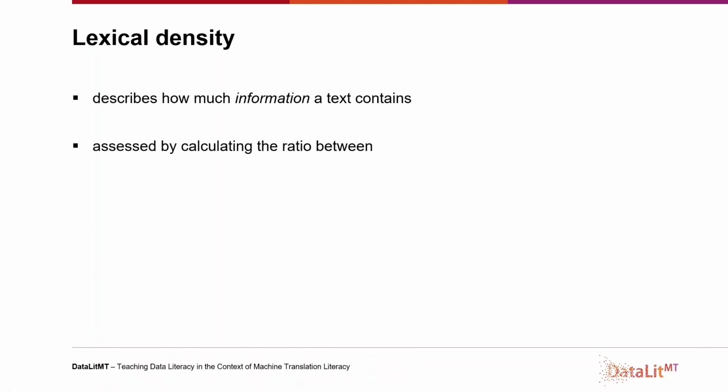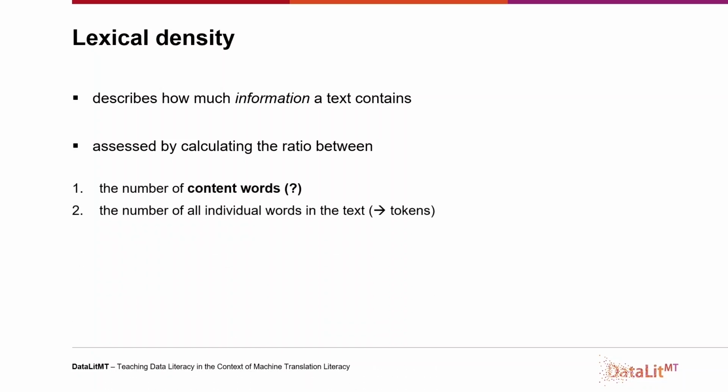Now that you've learned more about lexical variety, we'll move on to lexical density. Lexical density describes the amount of information in a text. This can be assessed by calculating the ratio between the number of content words and the number of all individual words in a text. We already know the number of tokens for each text, but what exactly are content words?